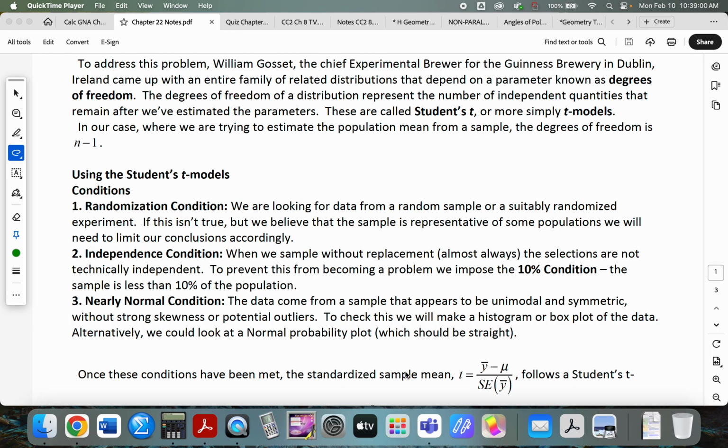So in our case, we're trying to estimate the population mean from a sample, and the degrees of freedom is going to be n-1. However many are in your sample, minus 1 tells you the degrees of freedom.